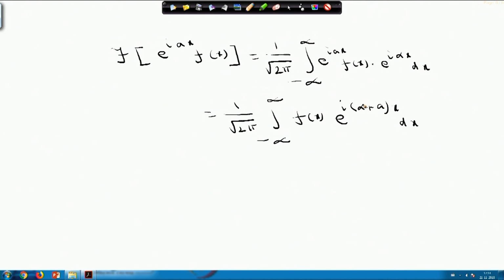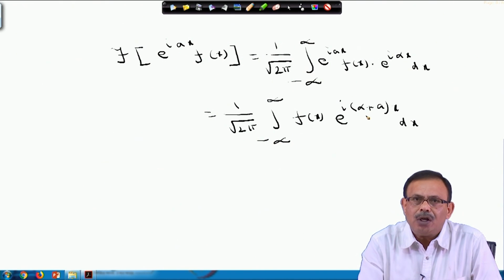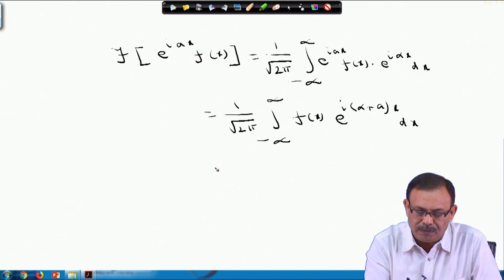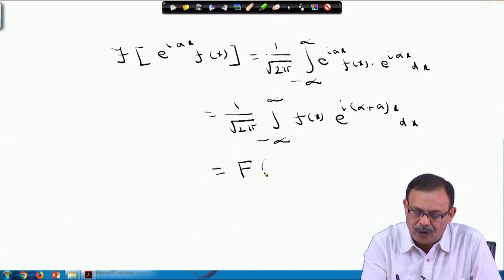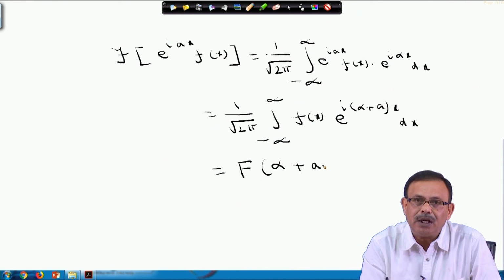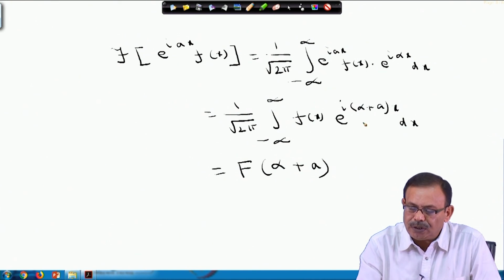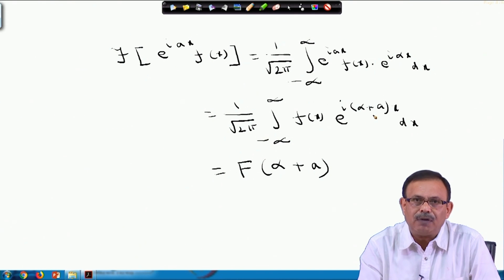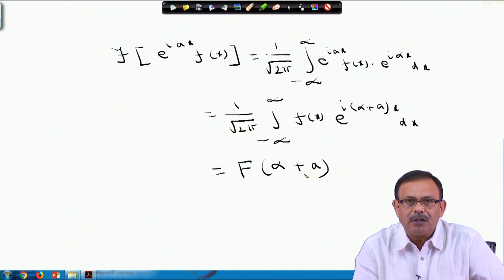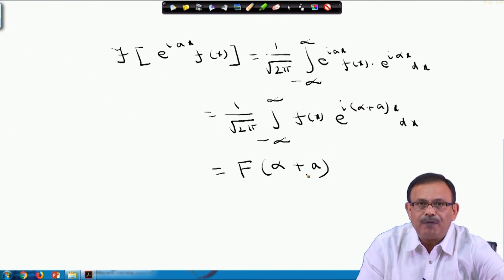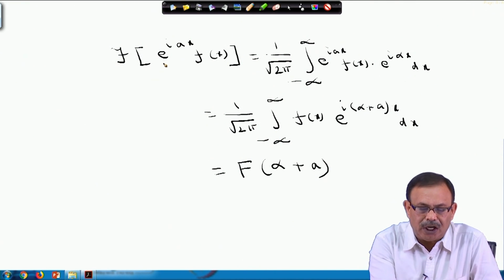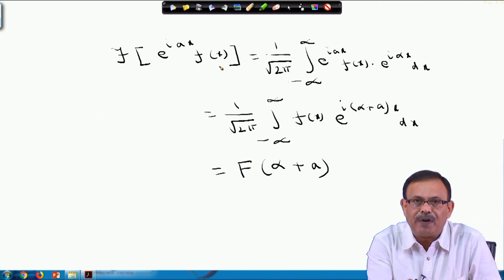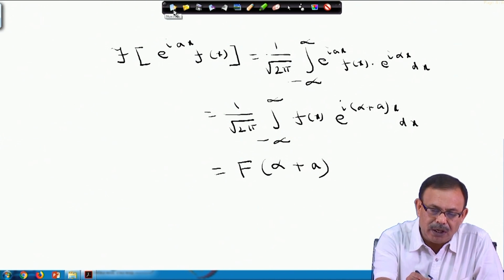Here basically your alpha is alpha plus a. So, from the definition of Fourier transform of f(x), this is nothing but the Fourier transform of f at alpha plus a. Because here alpha is replaced by alpha plus a, we complete our proof: the Fourier transform of e power i a x f(x) equals the Fourier transform of f at alpha plus a.